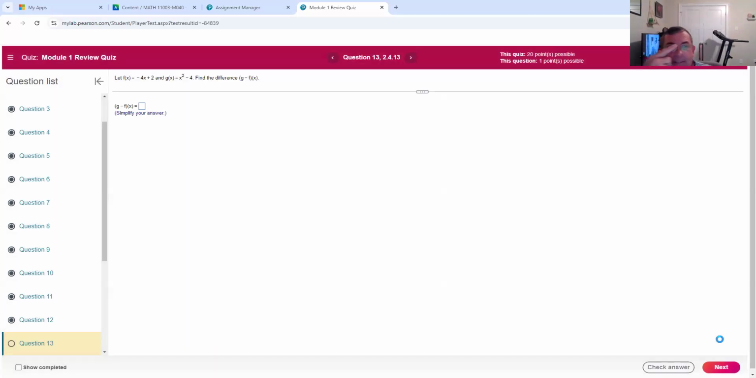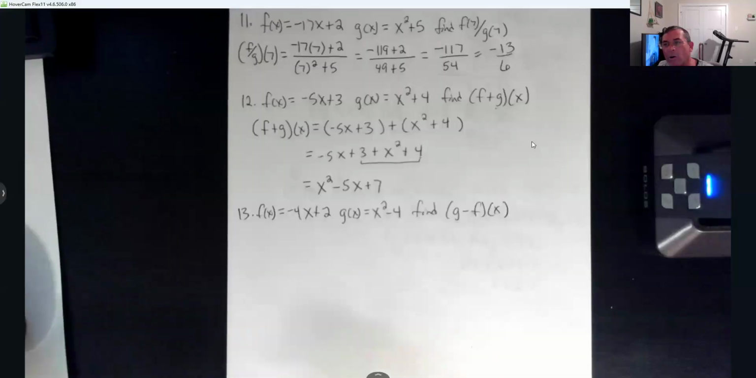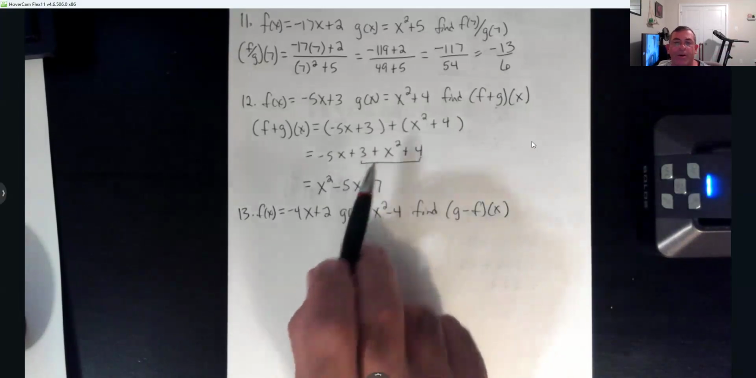Oh, look at this. This one is subtraction. So y'all, f of x equals negative 4x plus 2. G of x equals x squared minus 4. They want us to find g minus f of x. So once again, they did not give us a number to put in for the x. So that means we will have x's in our final answer. And all we can do is simplify stuff like we did up here, okay?